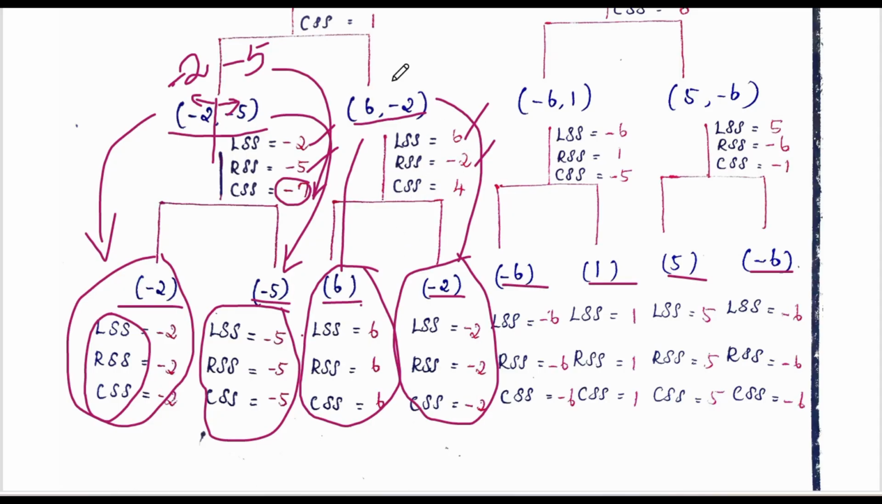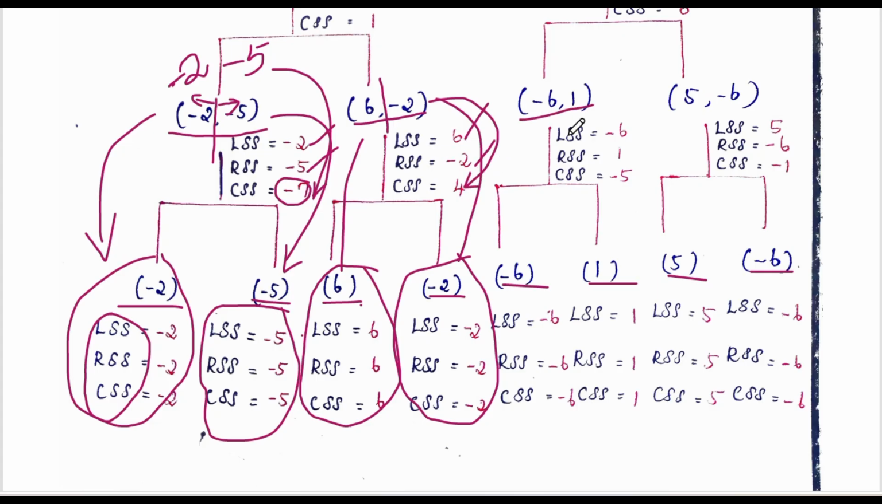Then how to find CSS? We split the array into two parts. Then here in the left side start from 6. Only one element is there, take 6. In the right part only one element. So add both values. Here minus 2, right? 6 minus 2, that is 4. So the answer is 4.